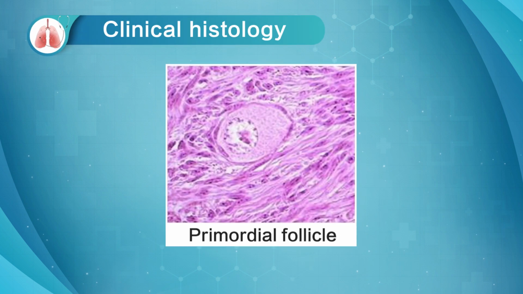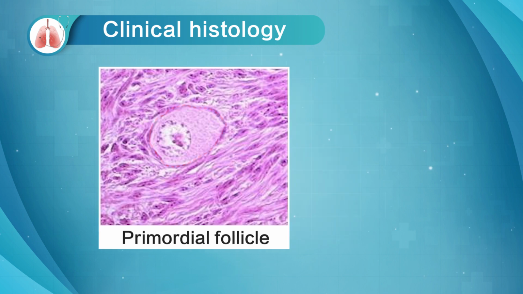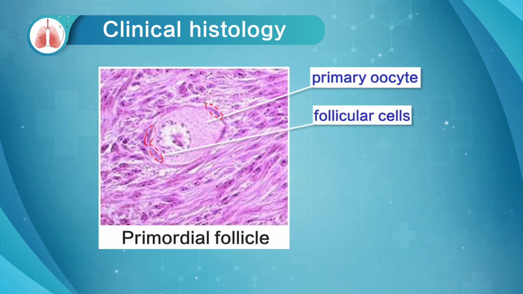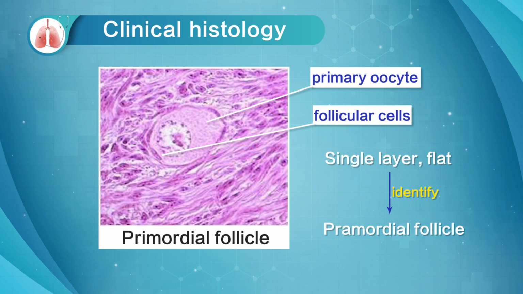Now, let's start from the beginning, primordial follicles, to see the development of the ovarian follicles. Primordial follicles are the smallest and the most abundant follicles. The oocyte is the center of the follicle. It's about 30 micrometers, and the size is obviously larger than the surrounding follicular cells. The key to identify the primordial follicles is the single layer of flattened follicular cells.